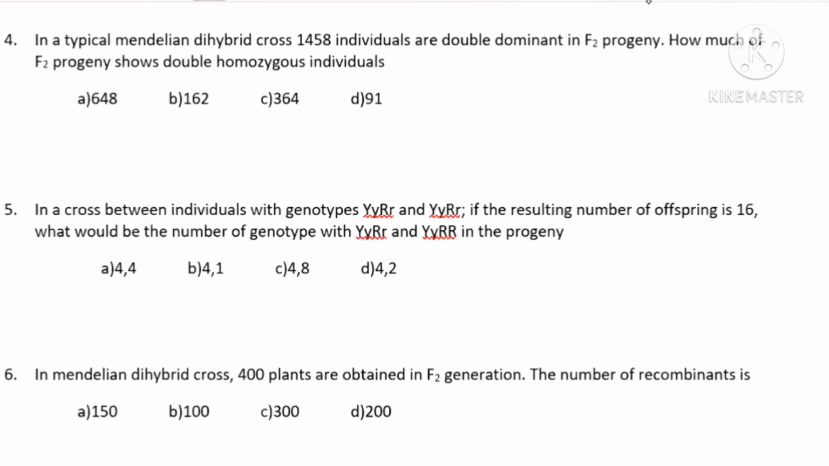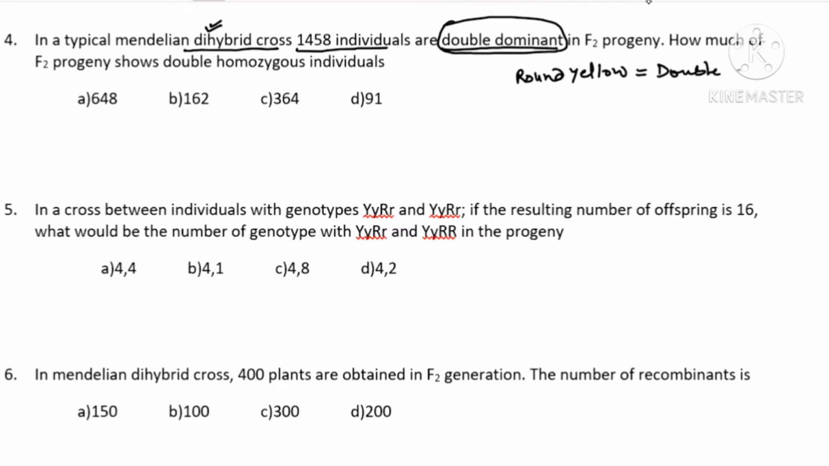Now see the next question, in the typical Mendelian dihybrid cross. A total of 1458 individuals are double dominant in the F2 generation. This word is important: you should know what is meant by double dominant. If you remember in the Mendel dihybrid cross, round yellow is double dominant. Round yellow is your double dominant. Both are dominant characters.